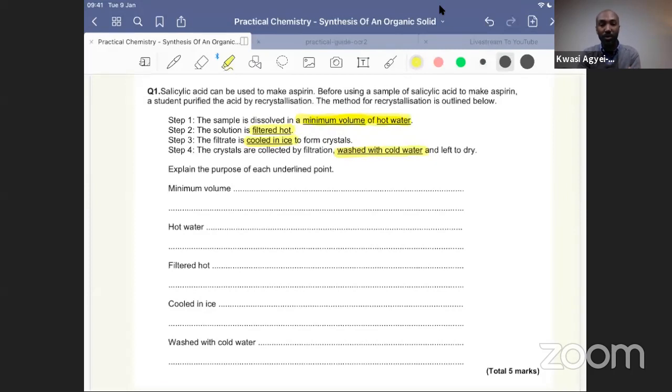This is something that you would be required to do in an exam, to actually say why a step is carried out. So the minimum volume of hot water ensures that a saturated solution is formed. And hot water, to make sure that your solid dissolves.